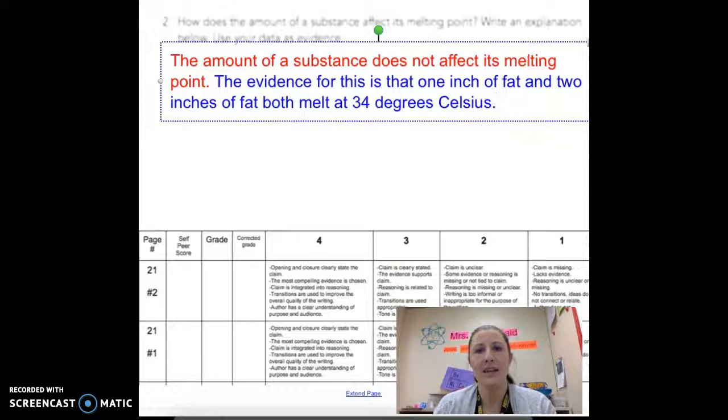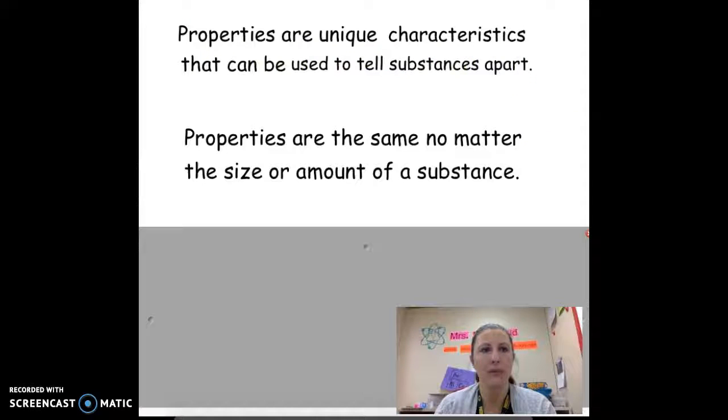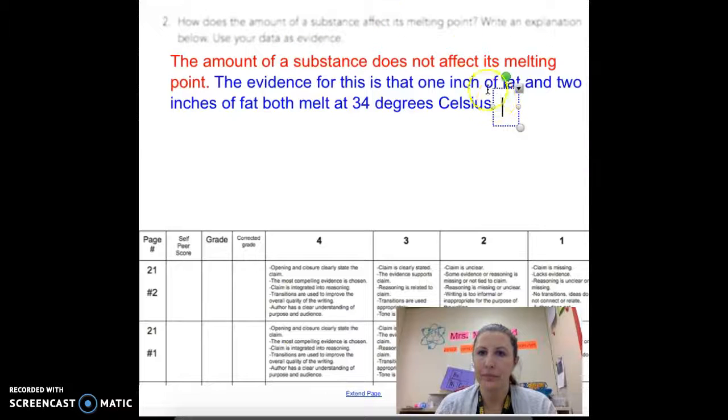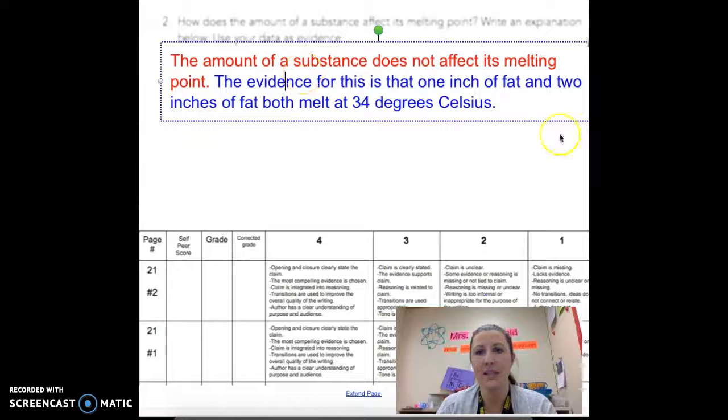And then next I need to include my reasoning. And if we go back and look at those two scientific principles, I'm going to use this one because I'm talking about how they melt at the same temperature. So I'm not talking about telling things apart. I'm saying that no matter what, the properties are the same, because they help us tell what matter is. So then going back to my writing, I need to be sure to explain, to connect my reasoning to my claim.